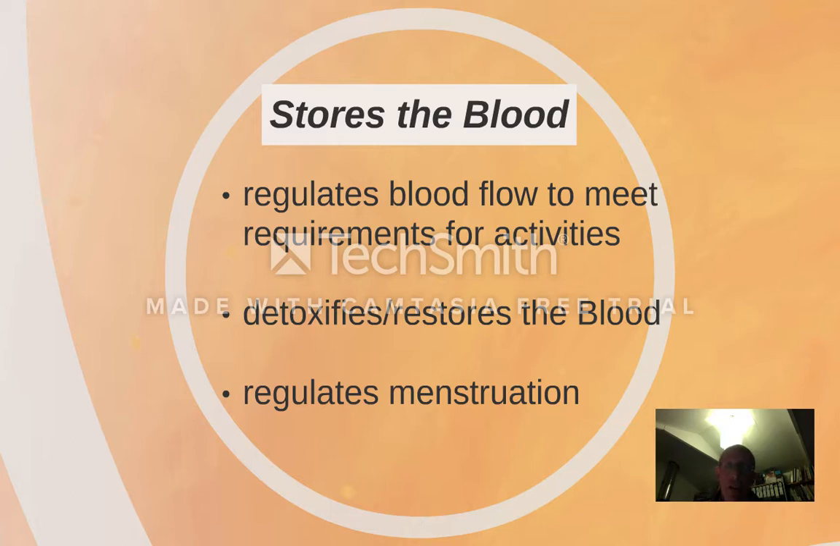A second function, this is more similar to the Western idea of the liver, is that the liver detoxifies or restores the blood. So when the blood becomes tired or toxic, the liver has the role of cleaning and restoring the blood. The third function is completely different to a Western understanding: the liver in Chinese medicine is seen as vitally important to regulate menstruation, both by storing the blood, which is then used to enable a menstrual flow, but also in terms of the qi of the liver, which if it becomes obstructed can cause menstrual disorders.